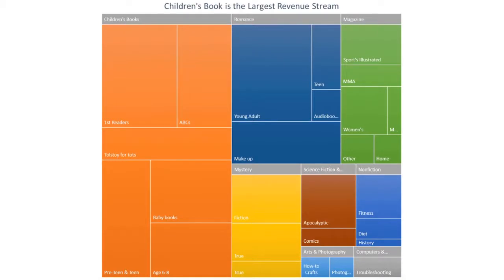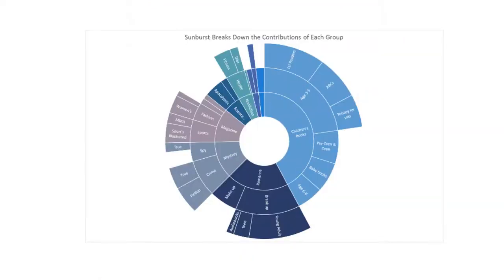This is a tree map chart and is great for visualizing distributions. The sunburst chart is a great way to visualize groups and hierarchies. And there are many, many new and modern chart types available in Excel for the Mac 2016.